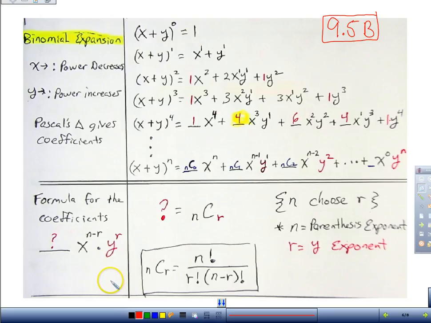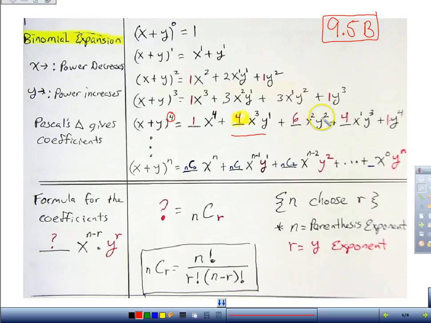Now, I want you to notice something up here. If you take a look at any particular term, for example, this middle one right here, and you look at the exponents on the x and y and combine them, the 3 plus 1, you get 4, which is equivalent to the exponent on the parentheses. And that's the case for any of the terms in that particular row.